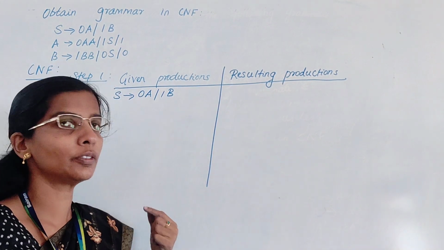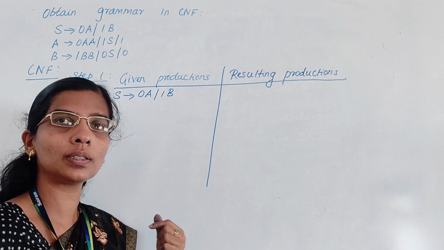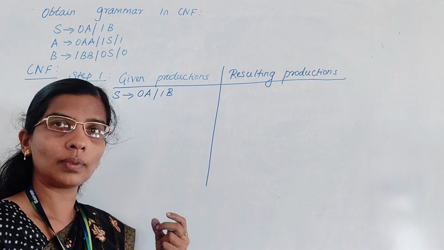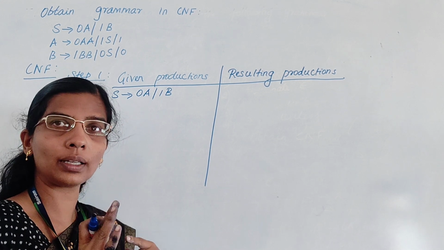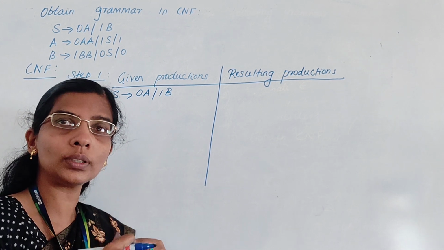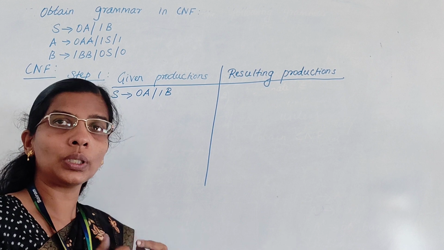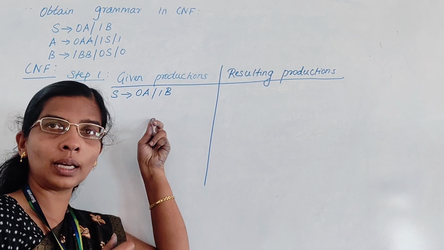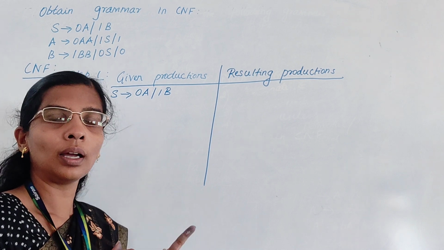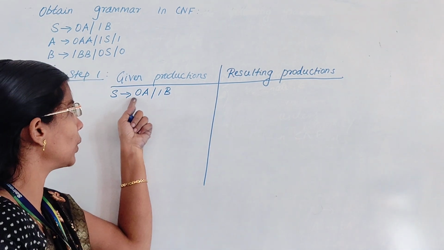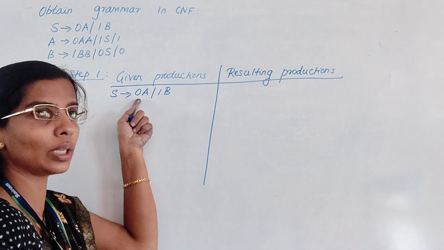So what I have to do in resulting productions is, if the production is already in CNF form, don't disturb it. You can write it as it is. Otherwise, you have to put it in CNF form. To put it in CNF form, I'll be doing this in 2 steps. In step 1, you take this production S tends to 0A.